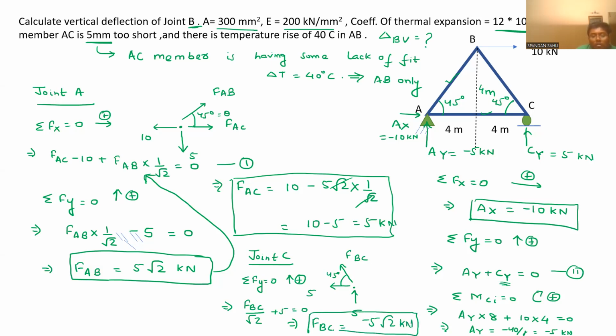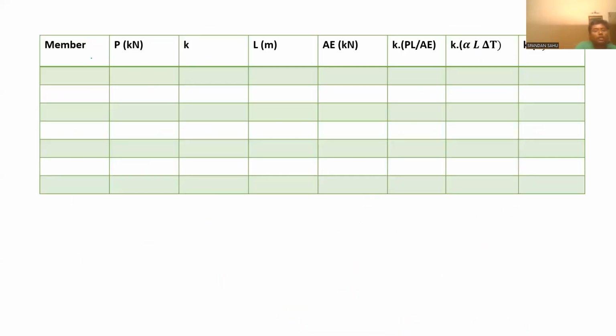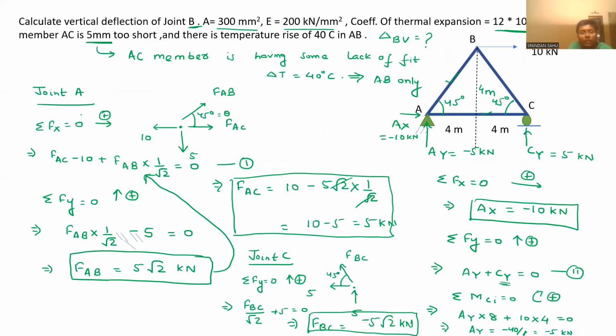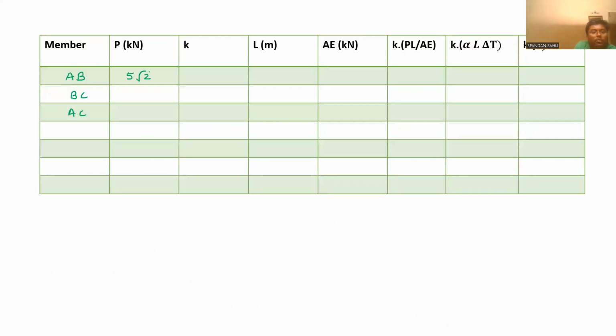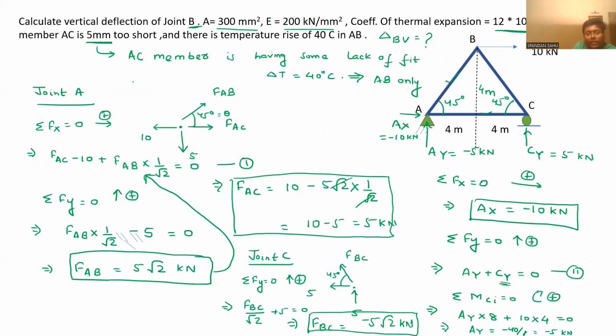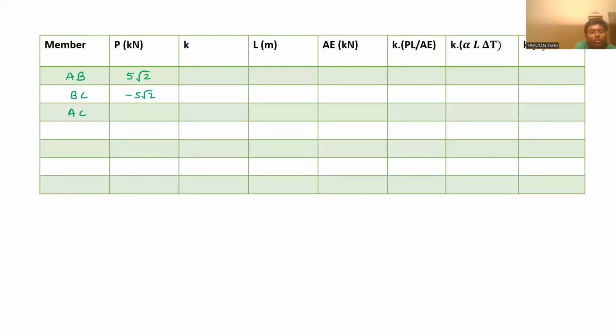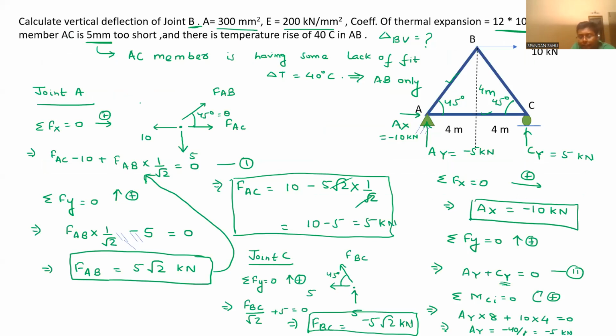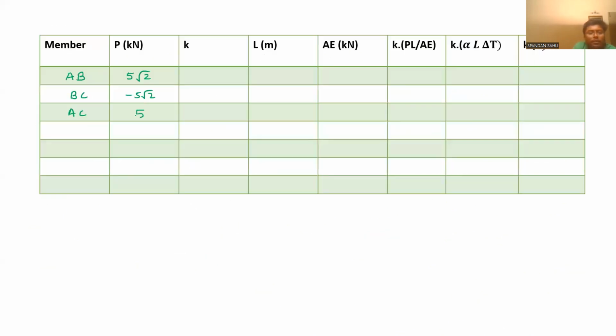So we are done with all the member forces, that is the P force member. So let us write it. We have member AB, BC and AC. So FAB is 5 root 2. FBC is minus 5 root 2. FAC is, where is AC? AC is 5. All are in kilonewton. Now we need to determine the K force system.